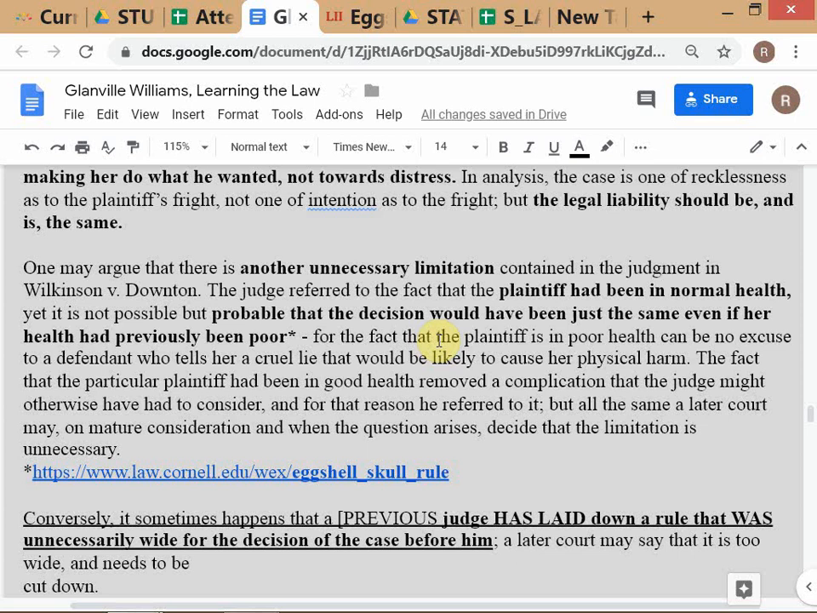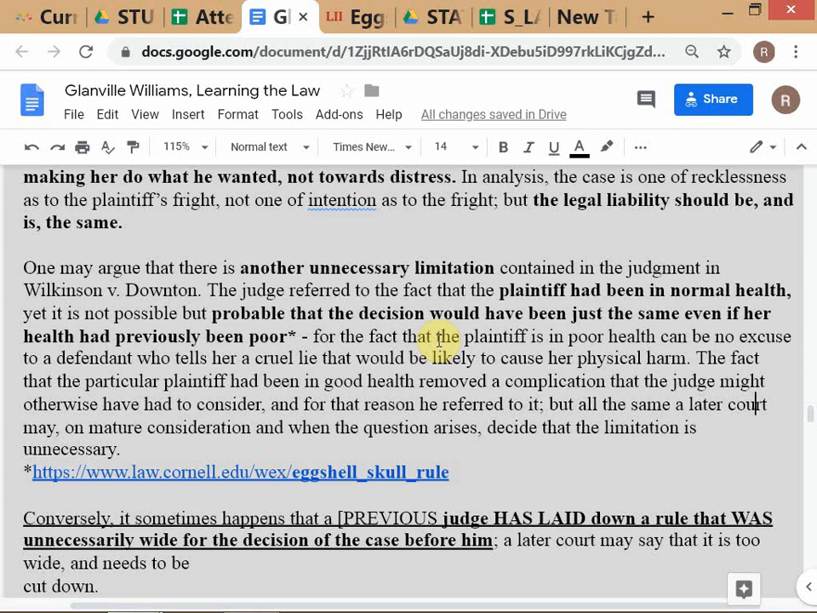Now the question is, if the judge says something like that, what if she had not been in normal health? What if she was anyway a very nervous person? Maybe she already was suffering from depression and other kinds of mental illness, and therefore she was a person who is very easily frightened or very easily goes into a state of nervous shock. Are you following what I'm saying? She is in subpar mental health, let's say.